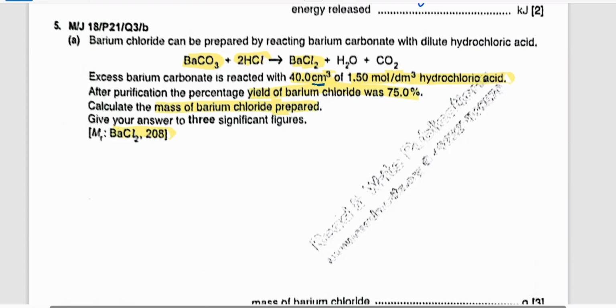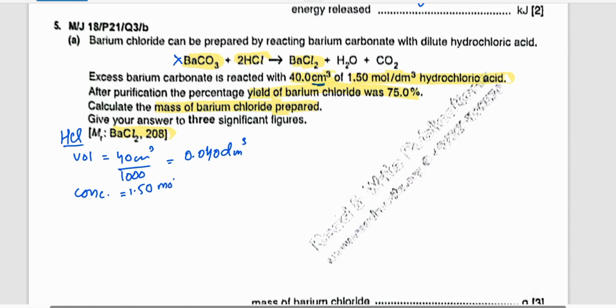Let's find the number of moles of HCl, because we cannot use barium carbonate. It is in excess, so we cannot use it to find the products. We can use only HCl. So the volume of HCl is equal to 40 cm cube. We have to convert it into dm cube, so divide by 1000, it becomes 0.040 dm cube. Is it clear? So the concentration is 1.50 mole per dm cube.